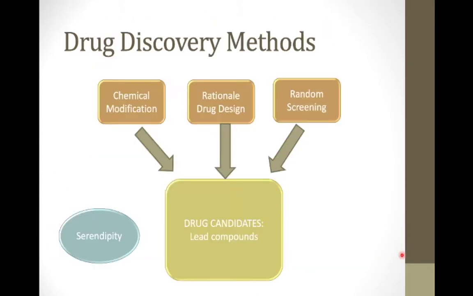Looking at now, these are three methods of drug discovery. In particular, in preclinical drug discovery, there is a process before the clinical testing of the drugs. And the first steps in preclinical drug development is the discovery and synthesis of a new drug. So we've got these three methods: chemical modification, rational drug design, and random screening. And these all feed into drug candidate lead compounds.